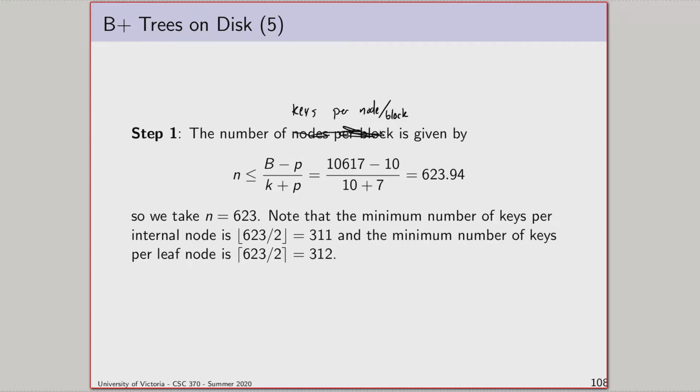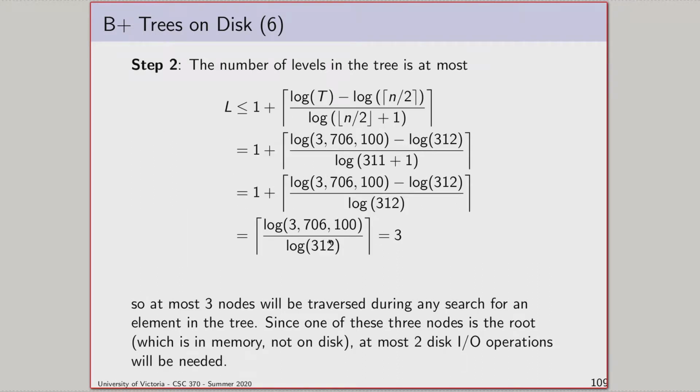So we notice that if we evaluate the formula, the number of keys per node is apparently this. So we have to round down. We can't use more than one block for a node. That wouldn't make any sense in this context. So we have to use 623, which means we waste a little bit of space at the end. So there are 623 keys per node. And that means that the density constraints tell me that every internal node has to have this number of keys, and every leaf has to have this number of keys. Okay, so then we can work out how many levels there are in the tree.